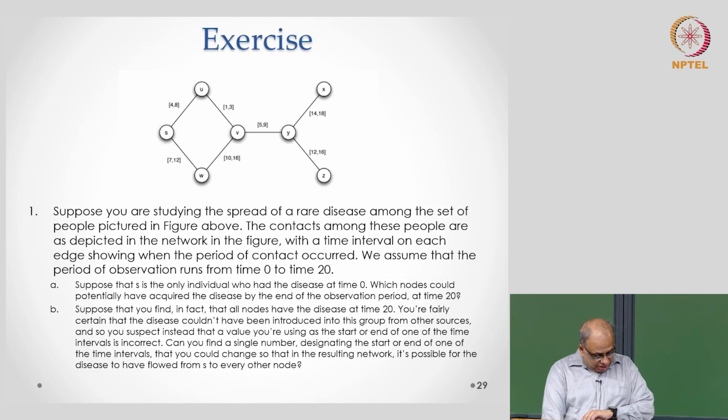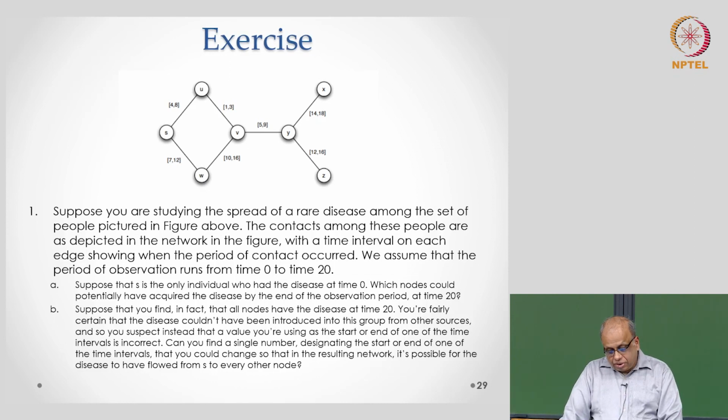Okay. So as the final thing for this, look into this social network diagram. Suppose you are studying the spread of a rare disease among a set of people pictured in the figure above. The contacts among those people are as depicted in the network, with a time interval which shows how long you were in contact. We assume that the point of observation runs from 0 to 20. So assume that initially S is the only individual who had the disease. So which nodes could potentially have acquired the disease at the end of the time?